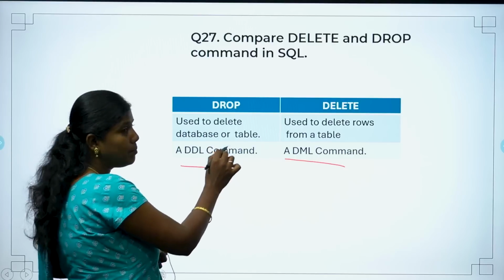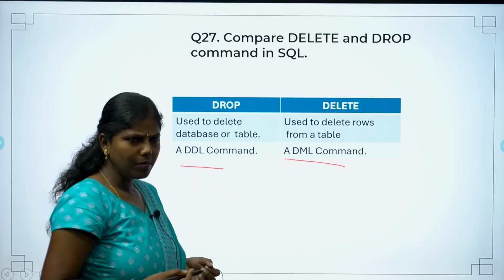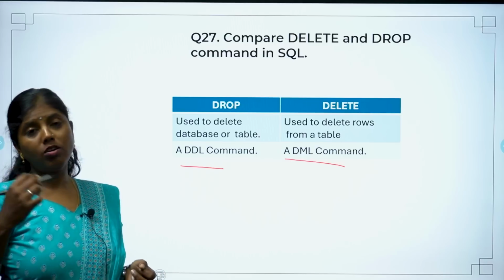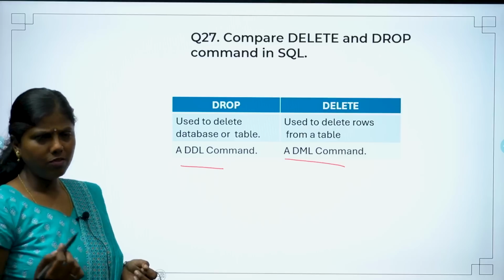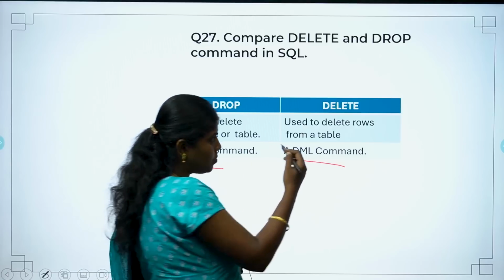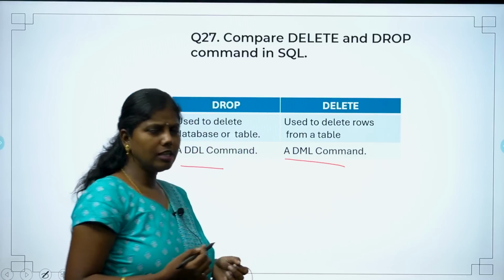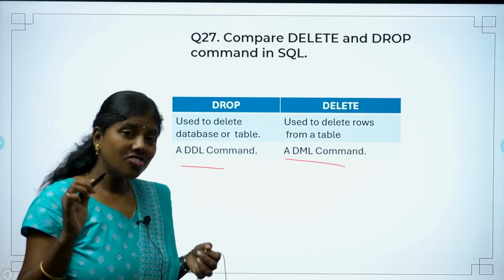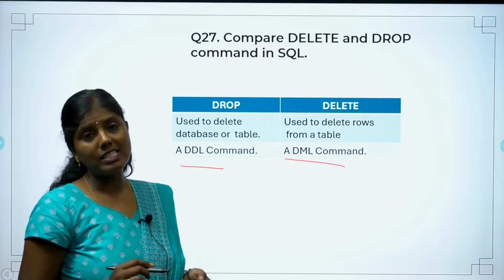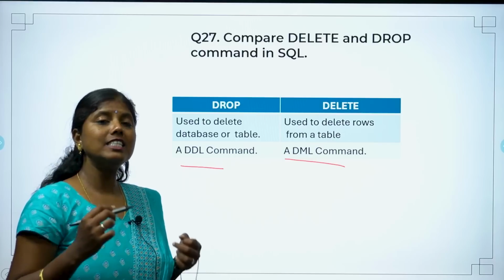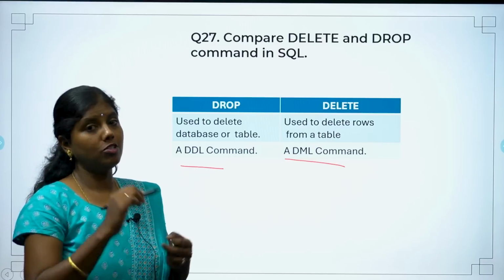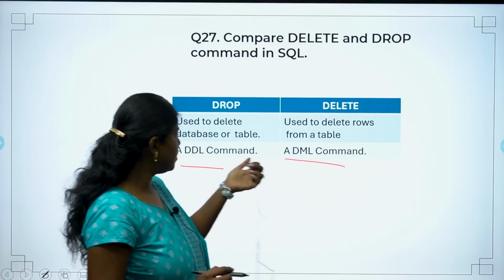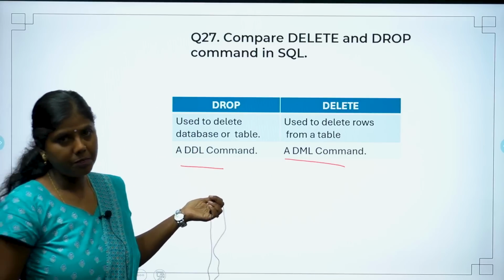Drop is used to delete the database; we can delete the database also, we can delete the table also, but once the table is deleted, you cannot insert any more tuples into the table. With respect to tables only I'm telling. And with respect to the delete command, the whole content of the table gets deleted, but the structure of the table still remains. That means we can still insert tuples because the structure of the table exists. So this is a DML command. That is a DDL command. Clear?